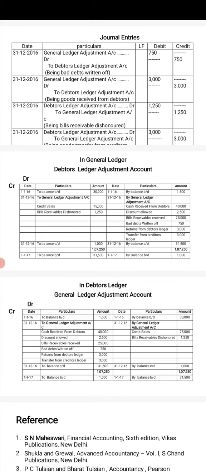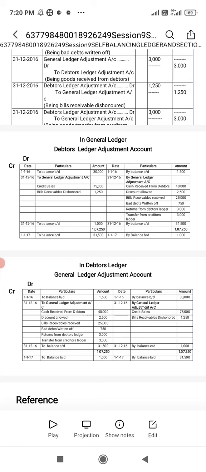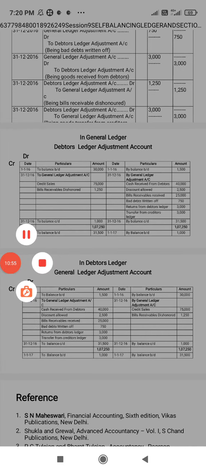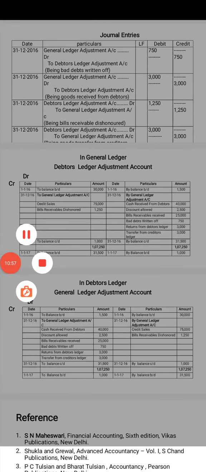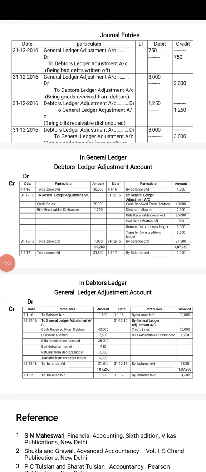In the debtors ledger, we have to prepare the general ledger account. This is very easy. What are all the entries in the debtors ledger adjustment account, what are all the entries we passed in the debit side? Just enter them under the credit side here. What are all the entries we passed in the credit side? Enter them under the debit side.